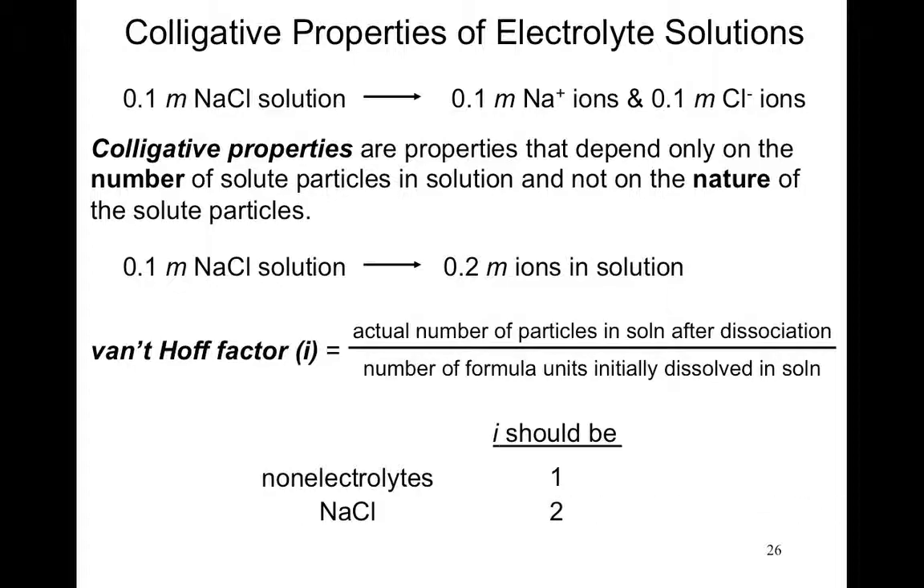For sodium chloride, it's going to be 2, because our number of particles in solution after they've dissociated is 0.2, and then 0.1 is the formula unit, so 0.2 divided by 0.1 is 2. For calcium chloride, then, we'd say it's going to break into 1, 2, 3. So you would think it'd be like 3 divided by 1, and that's what it is.